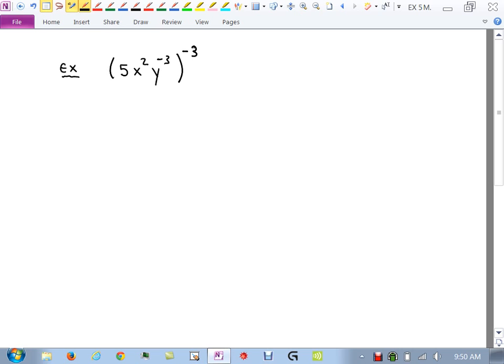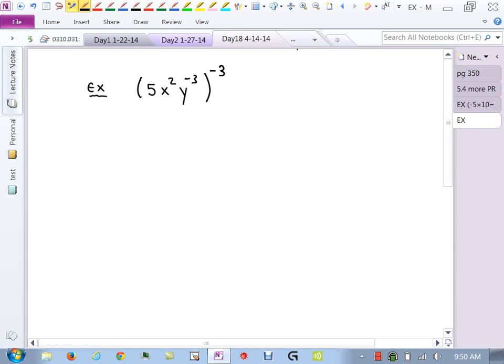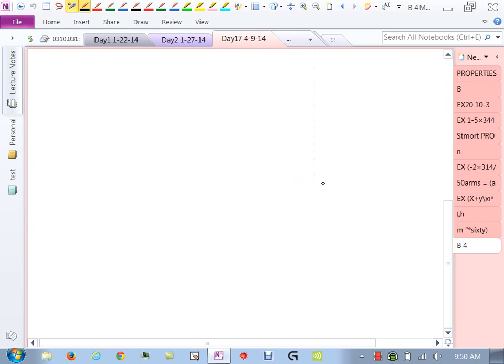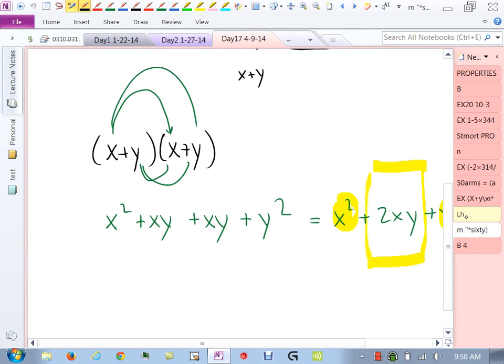Can you rewrite y to the negative 3 as something? 1 over y to the positive 3, right? Couldn't you? Now, you could do that right now if you wanted to. That wouldn't be wrong, but this is the way I'm going to approach it. Go back to last class real quick. That last property we had, where is it?